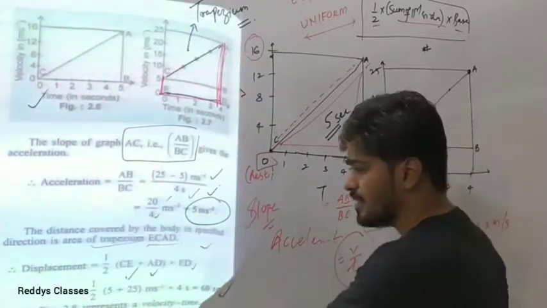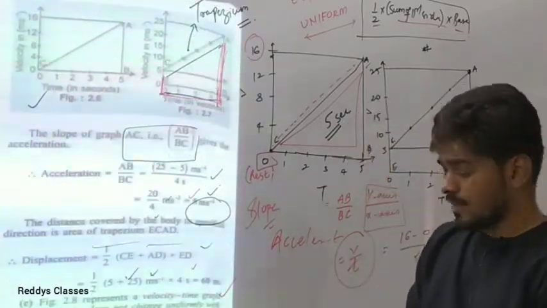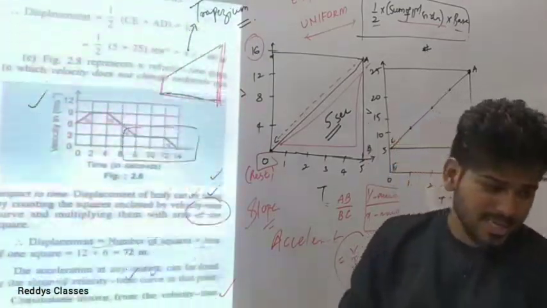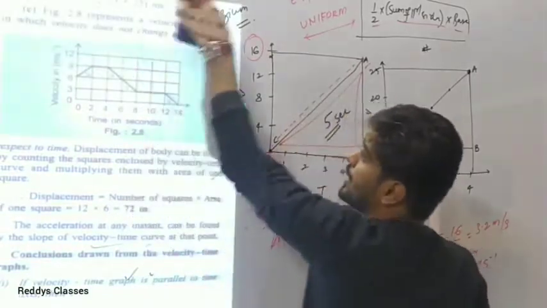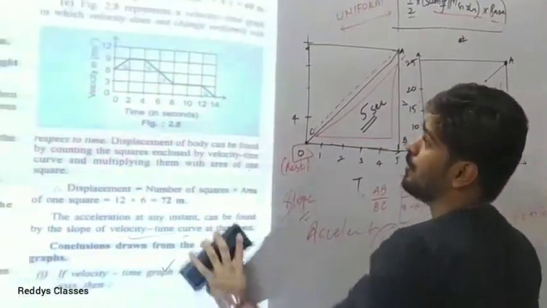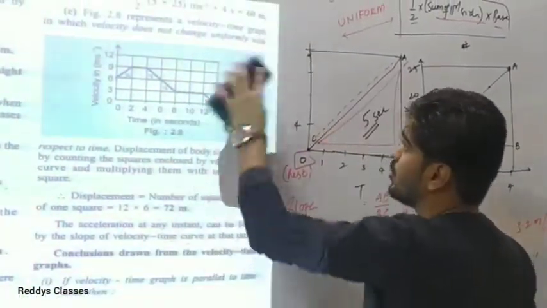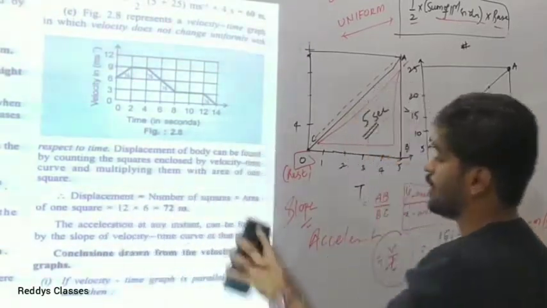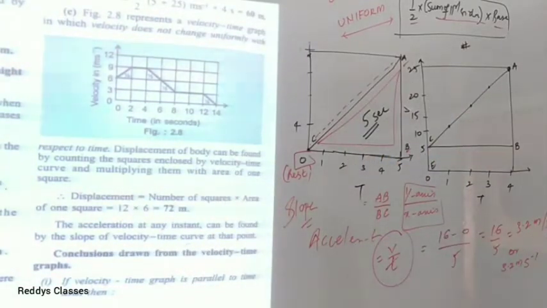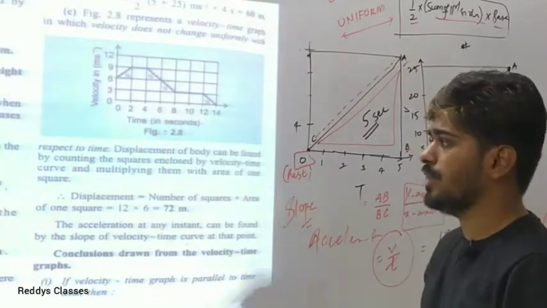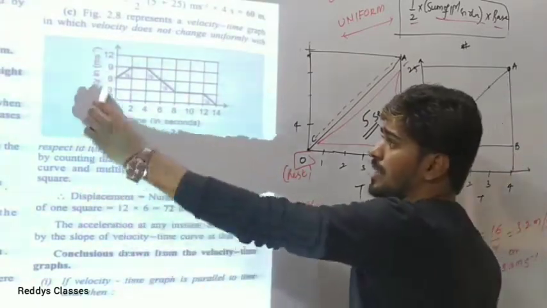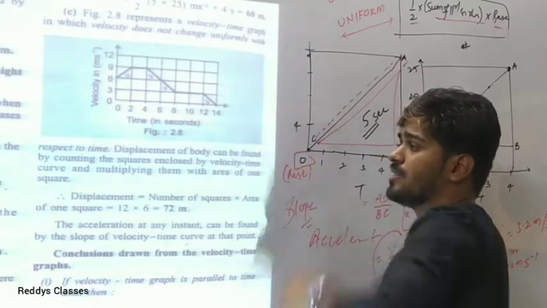Okay. Now let us study this graph. So what does this graph represent? It represents a velocity time graph in which velocity does not change uniformly with respect to time. You can see there are many curves here, some like this, from this to this side, for this side, for this side.